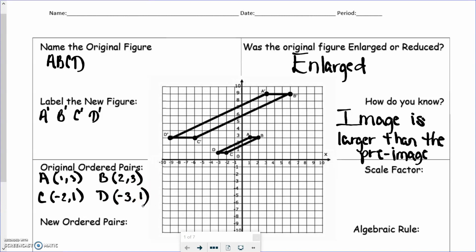So now my new ordered pairs, so A prime is 3, 9. B prime is 6, 9. C prime is negative 6, 3. And D prime is negative 9, 3.